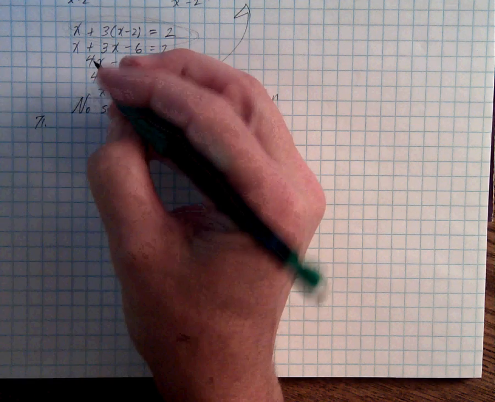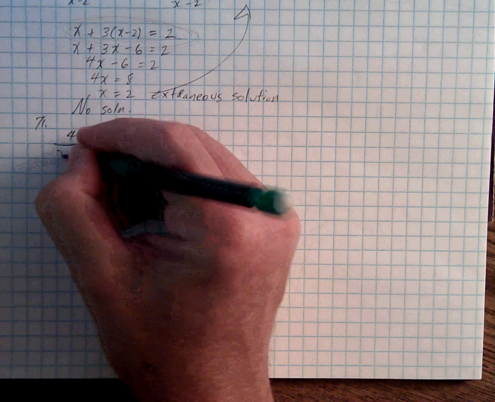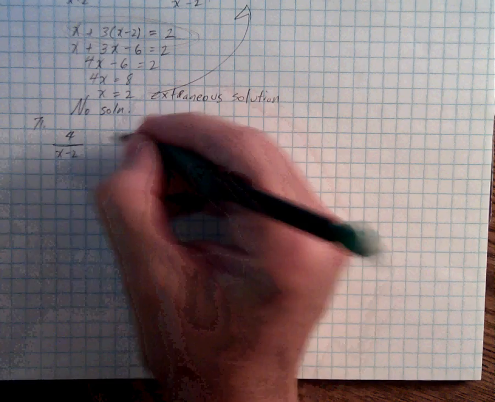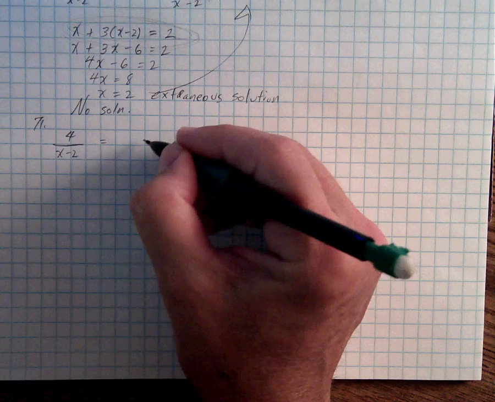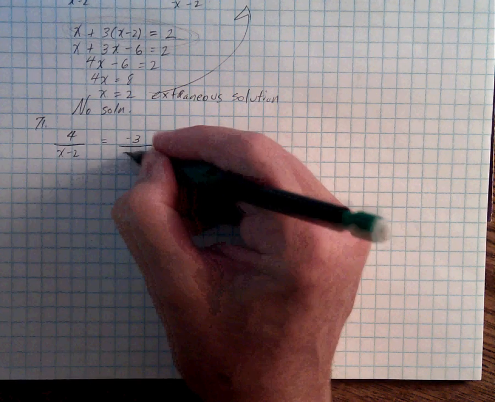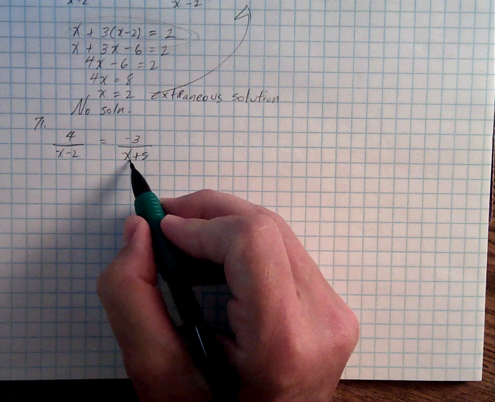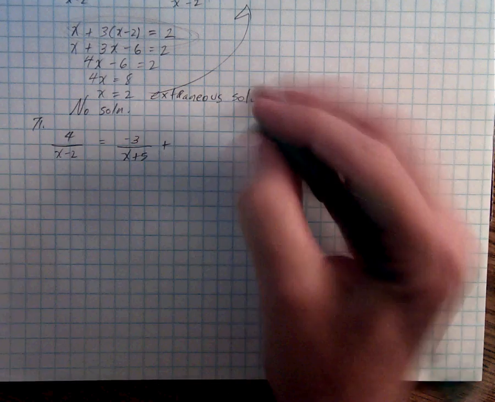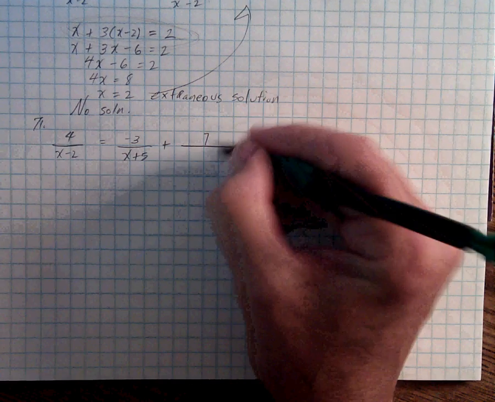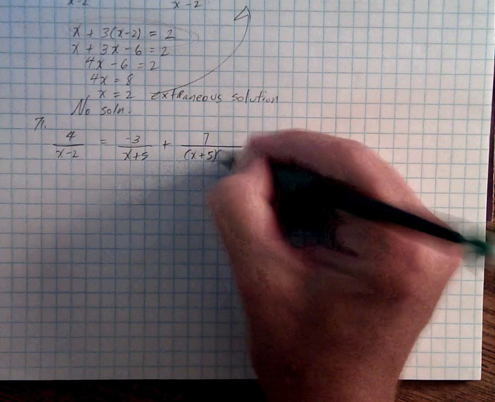So it's 4 over x minus 2. So again, x cannot be 2. Equals -3 over x plus 5. So that means x cannot be -5, plus 7 over x plus 5 and x minus 2.